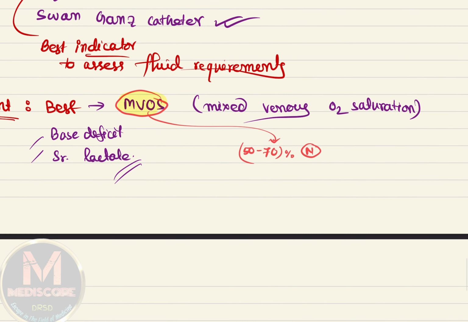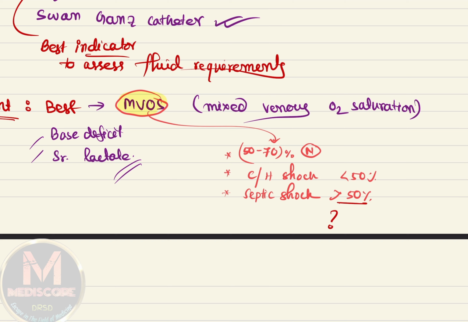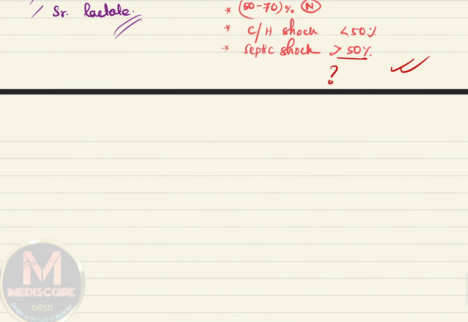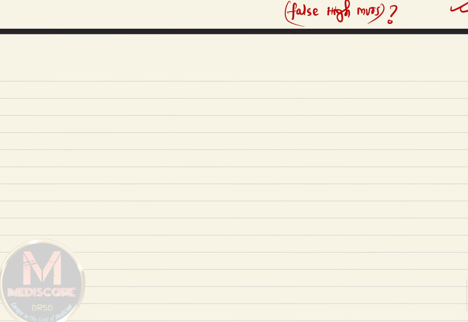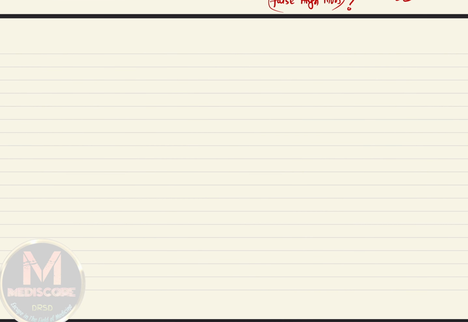Remember, in cardiogenic shock or hypovolemic shock, this MVOS is decreased to less than 50%. But in septic shock, it is more than 50%. Why? What is the reason behind that? Why is there falsely elevated MVOS? Because in septic shock there is rapid circulation, so there is impaired oxygen extraction at the level of tissues. Less extraction of oxygen at the tissues gives rise to a falsely high MVOS.